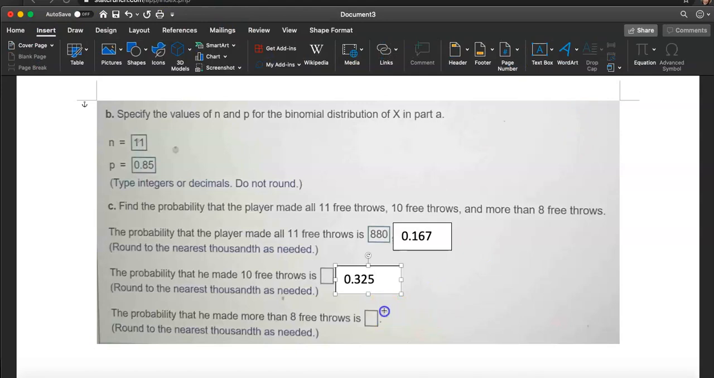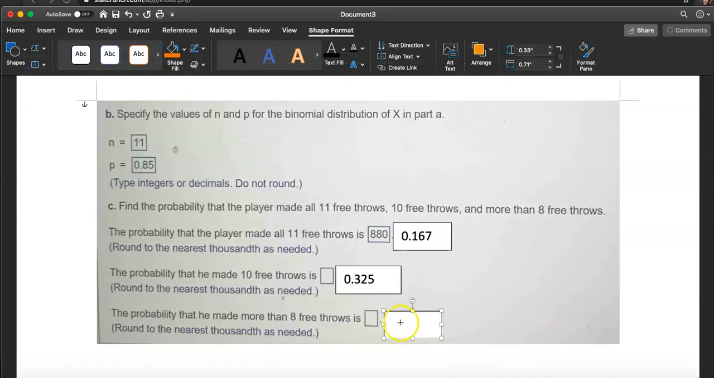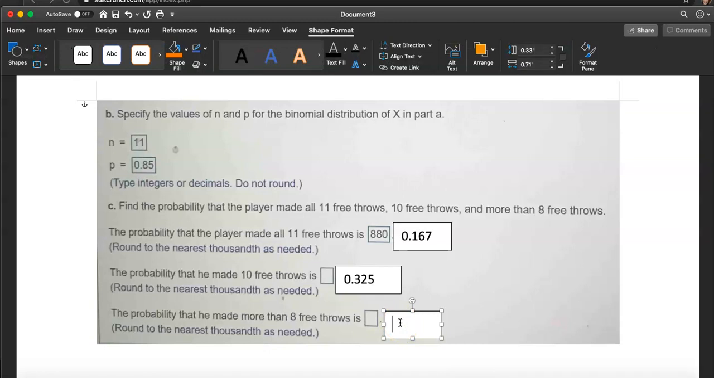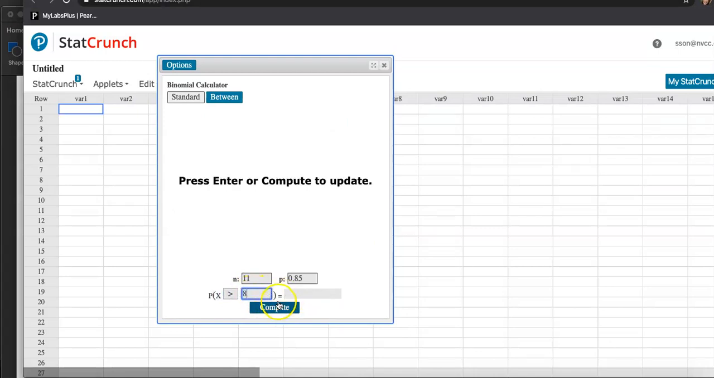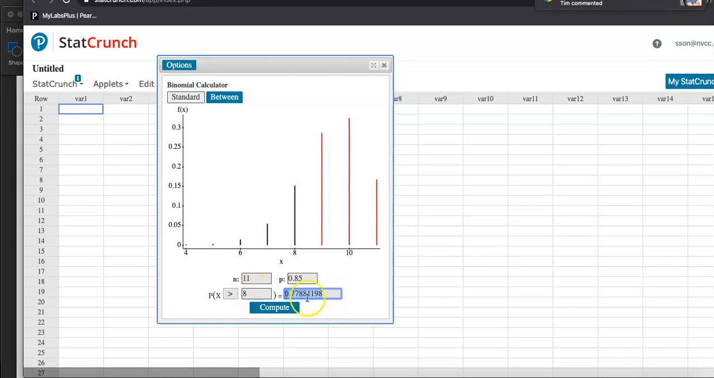But all right, let's try the very last one. Find the probability that he made more than 8 free throws. If it's more than, then we want greater than, not greater than or equal to, okay? Just greater than 8. And you compute, we got it.